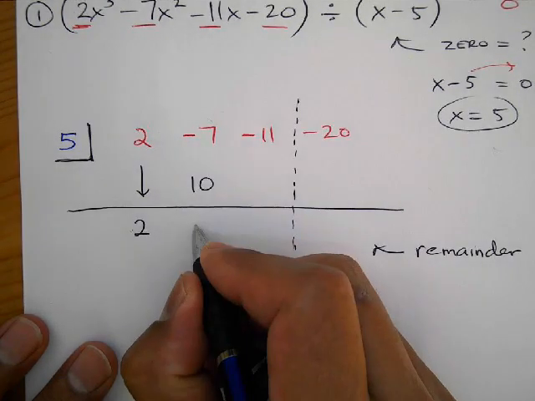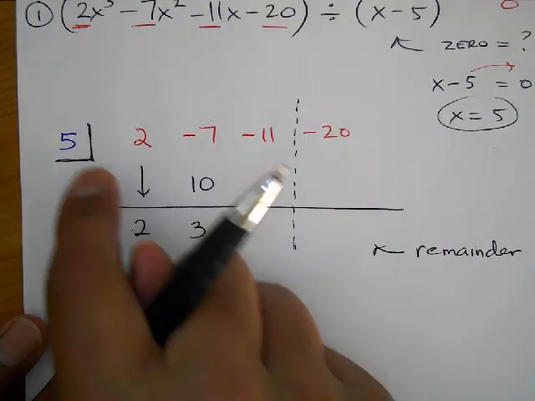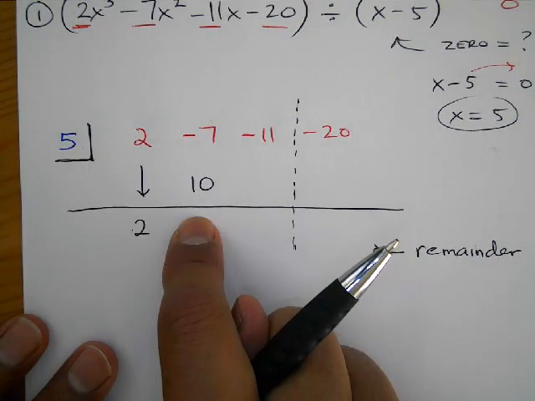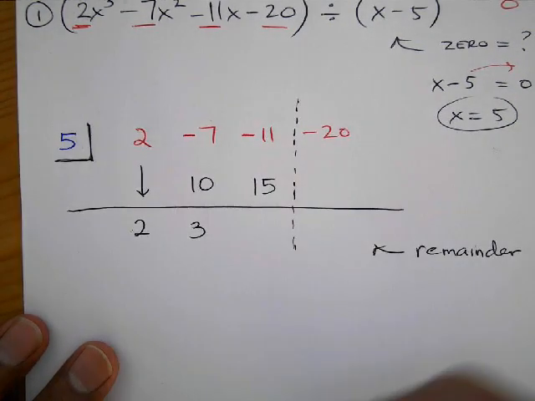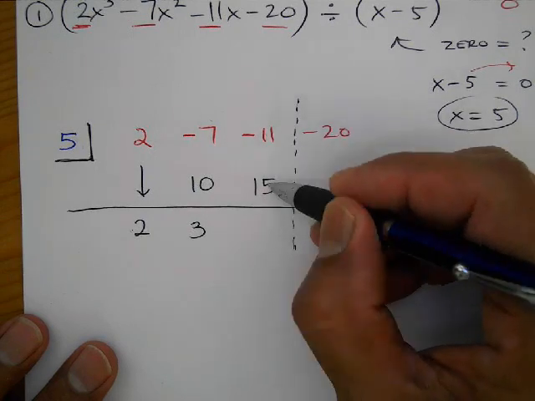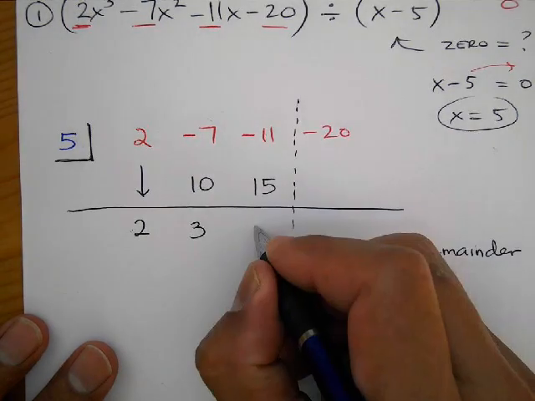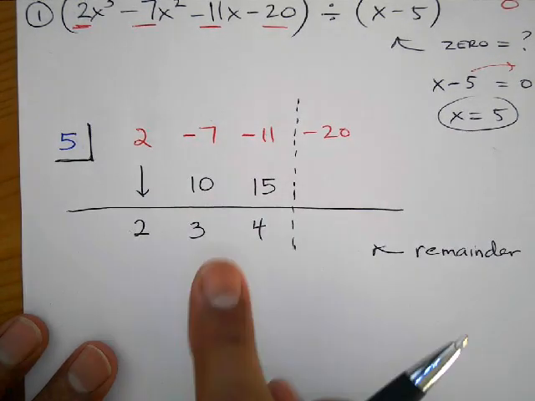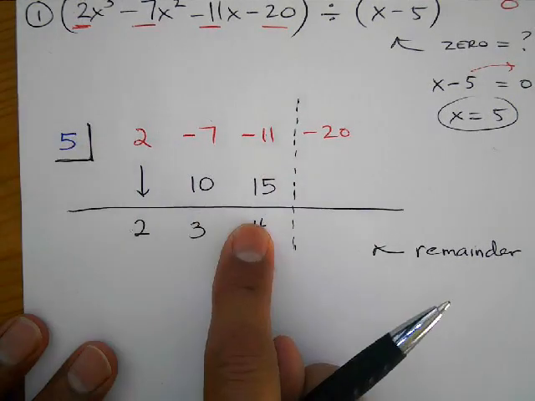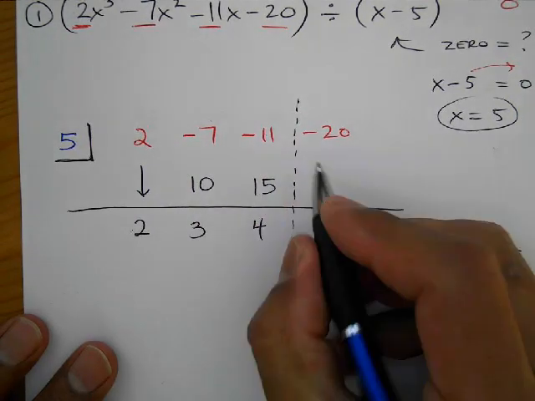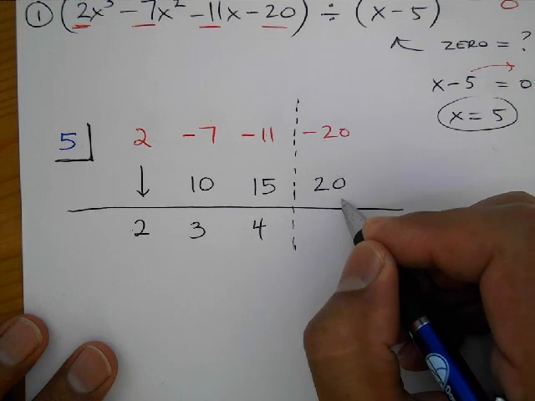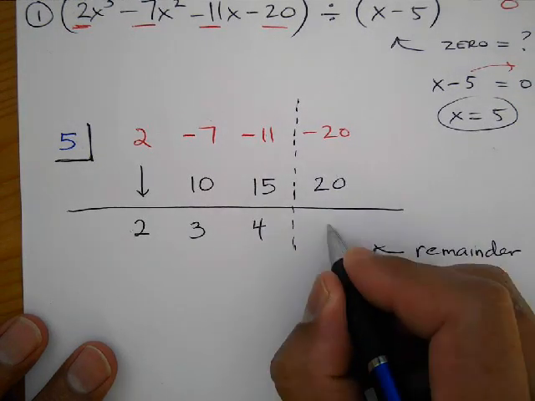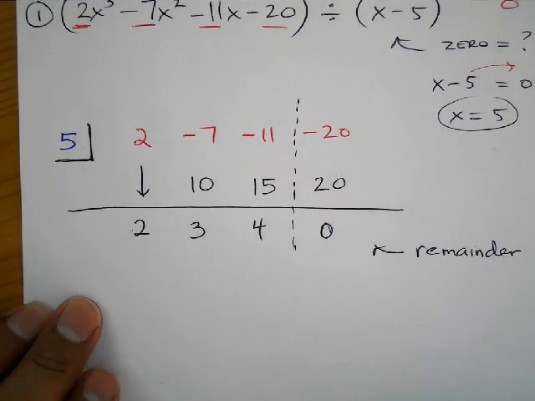Add these. 10 take away 7 is 3. Multiply these. 15. Put it over here under the next number. Add these. 15 take away 11 is 4. Multiply these. That's 20. Put it under the next one over here. And 20 take away 20 is 0.